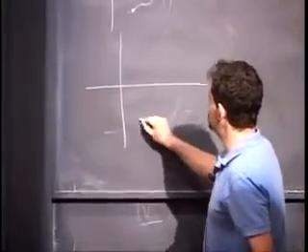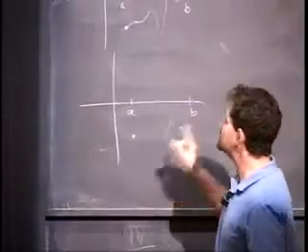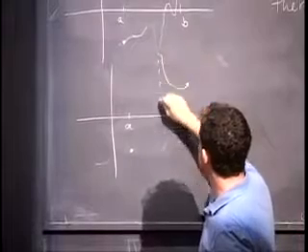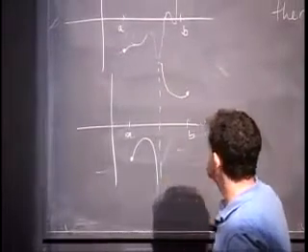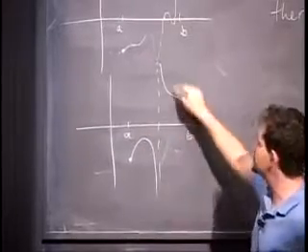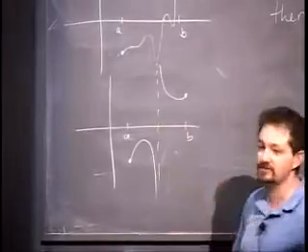For example, here's a function that's not continuous. It's continuous except at one point. There. It's not continuous at that one point. Everywhere else it's continuous. And yet it screws up the whole party. The thing does not have any x-intercepts.